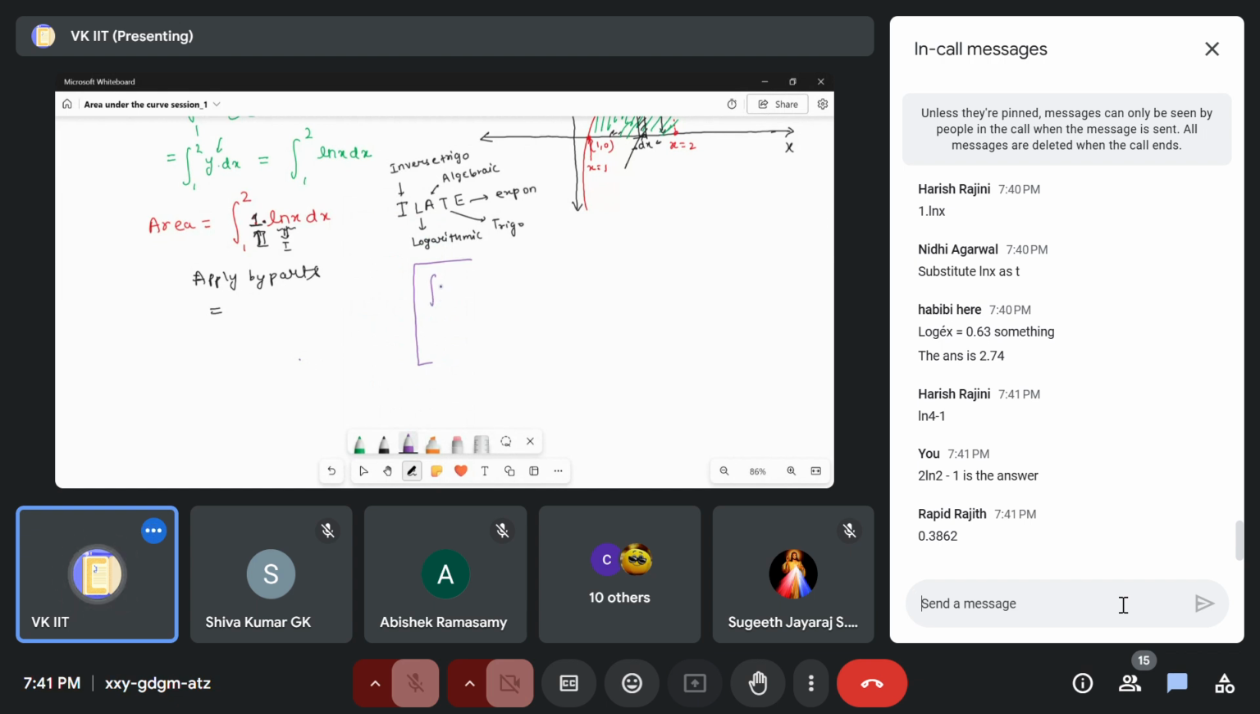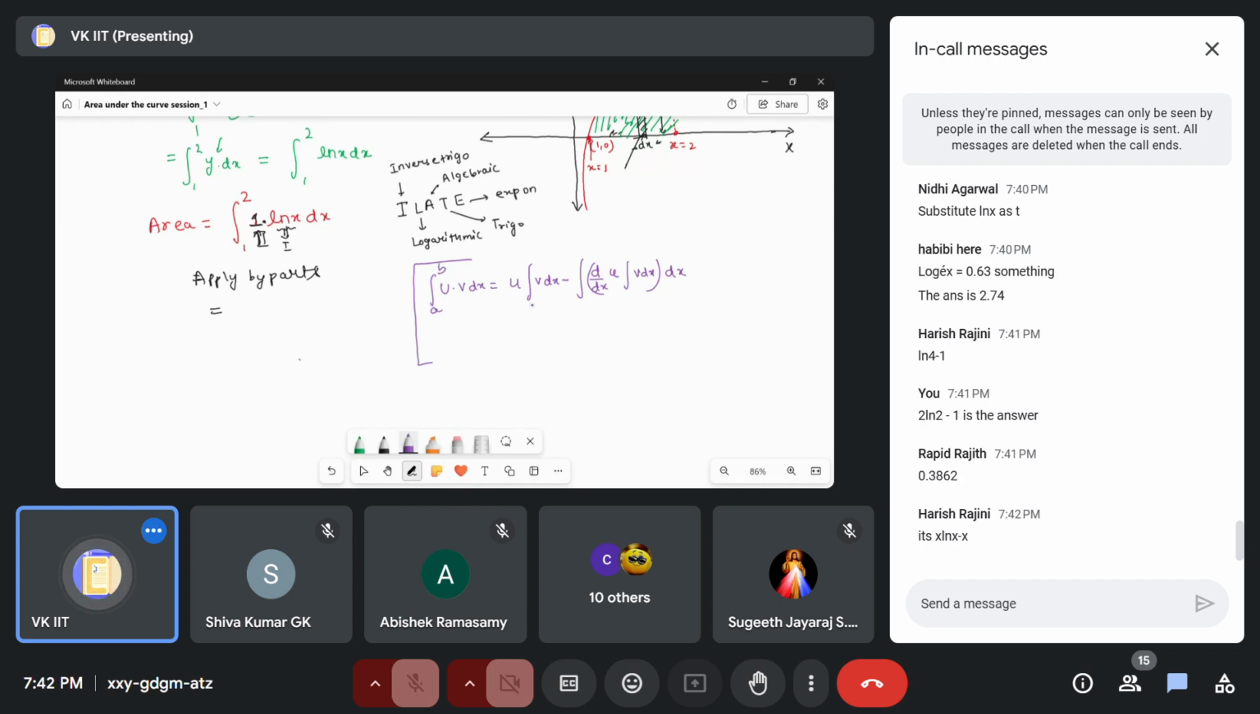So the formula was integral of u into v dx. If it is given, it was first as it is, integration of second, minus differentiation of first into integration of second, and whole integration also into whole dx. And apply the limits also. If it is a to b, apply the limit. While applying the limit, you will have to apply the limit on both the functions after integrating. This is the basic difference in here.